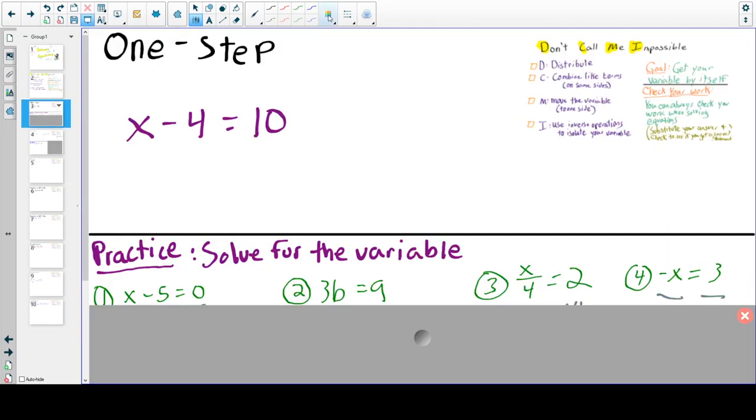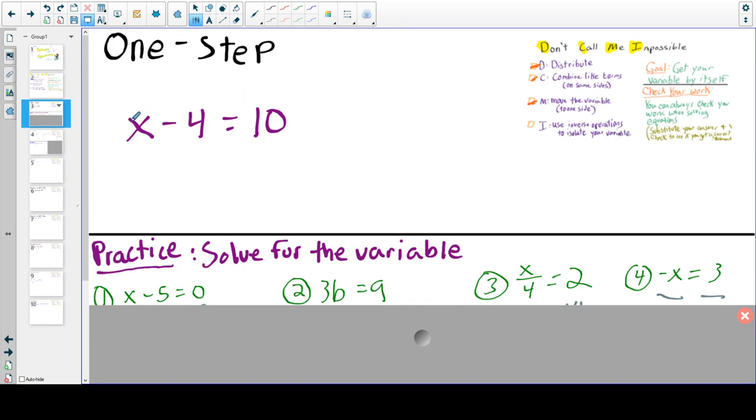So let's do an example together. If I have a one-step equation, and it's a one-step equation because it's going to take us one step to get there, I've got to solve for x. So can I distribute here? No. Can I combine like terms? No. These are not like terms, and this is 10, so we can't do anything there. Should I move my variable to one side? Well, my variable is already on one side. So the only thing that's left is to use inverse operations to isolate your variable.